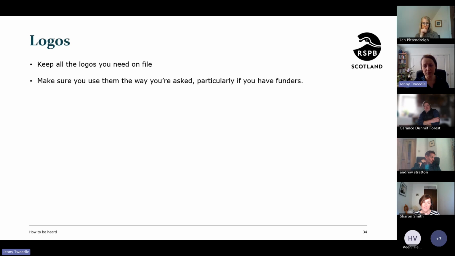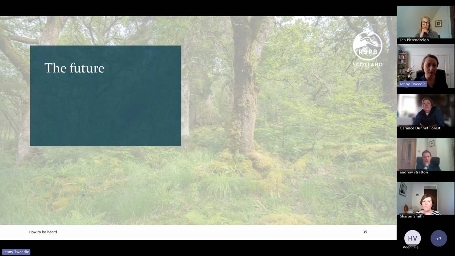Very quickly, logos, make sure you use the right logos. If you've got any funders, etc., make sure you know what they are, what size they should be, how they should appear on something, and always use them.